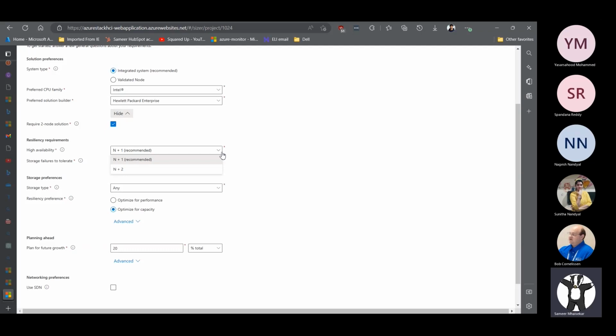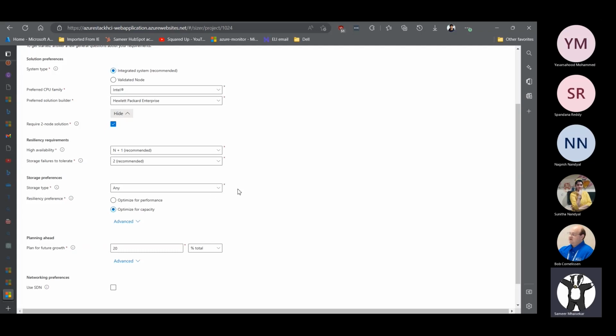So in case a drive goes down or some storage fails or some server goes down or the whole node goes down, then you have a backup node to run your workloads on. And so that is where high availability comes in. So let's keep it at N+1 for now. Storage failures to tolerate, again, like I said, if a drive fails, then you've got additional drives where you can essentially replicate that data and not lose any of it, even if your drives are down.